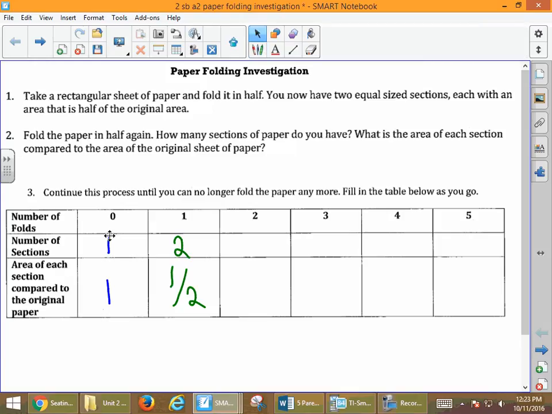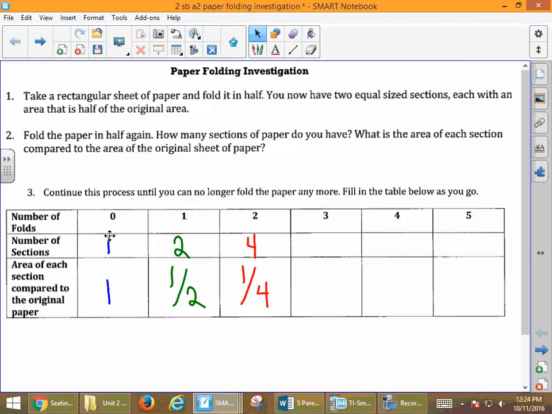So let's fold that back up. You don't have to be super meticulous about it. And then we're going to do it again. So we're going to fold the paper in half again. When we unfold the paper, how many sections do we have now? We've got 4. And the area of the section compared to the original paper is 1/4. We're looking at each square here, so here's a square, here's a square, here's a square, here's a square. So let's fold it back up.